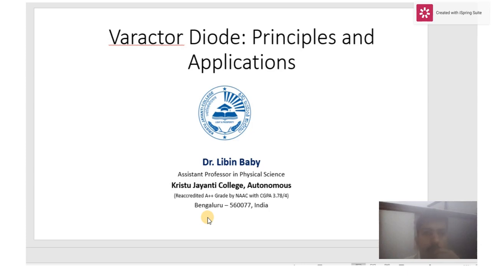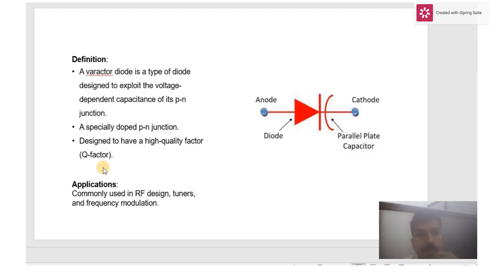Hello everyone, today we are going to talk about the Varactor diode principles and applications. So, the definition of a Varactor diode is a type of diode designed to work in the reverse bias region.